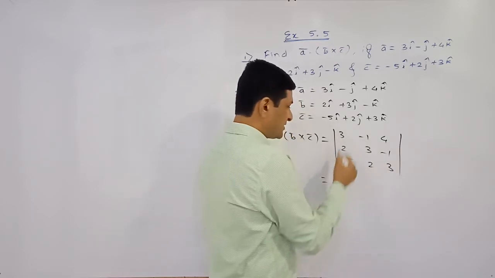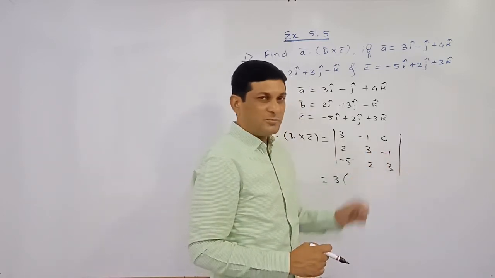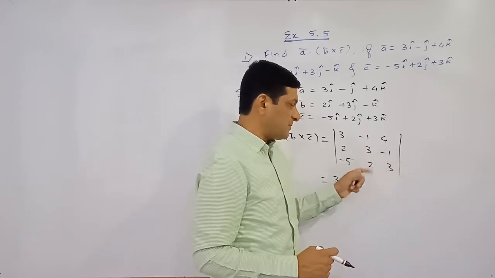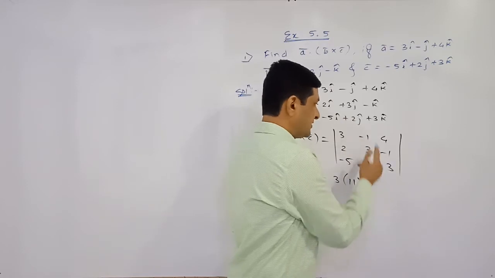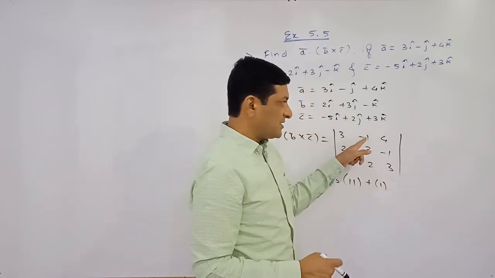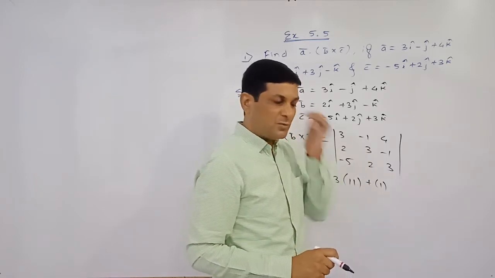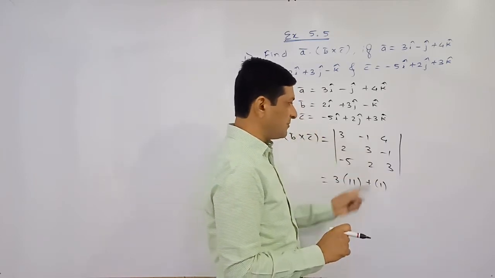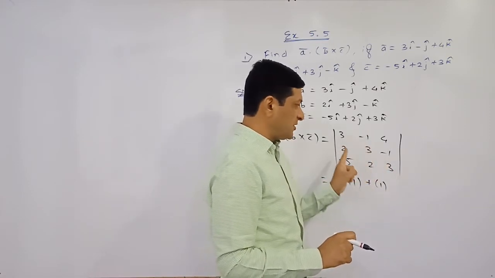Now simplify this determinant. Keep this 3 as it is. Now find the determinant of these 4 elements: 9 minus minus means plus 2, 9 plus 2 is equal to 11. Here minus 1 is there, so we are taking plus 1, so we are changing the sign of these elements. Already you have studied determinants, you know the method of how to simplify a determinant. Now delete this column and find the determinant of these 4 elements.